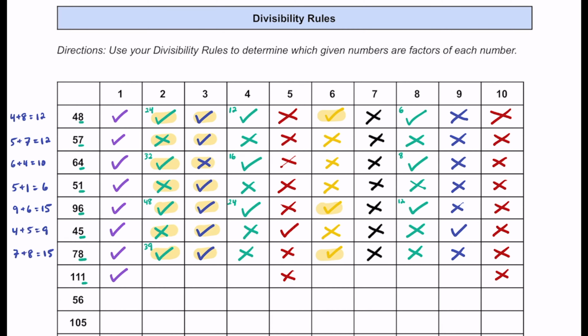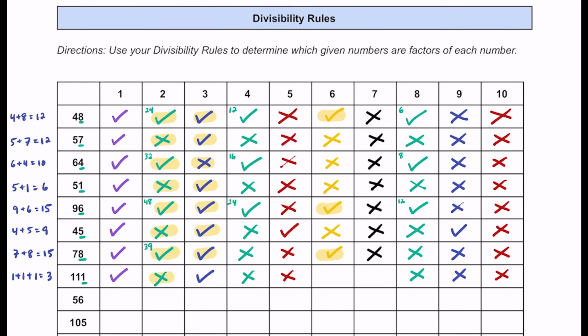The last digit's a 1, which is odd. So if it's odd, 2 fails, 4 fails, and 8 fails. We can go ahead and add up the digits to try 3 and 9 now. So 1 plus 1 plus 1 is equal to 3. 3 is a multiple of 3, so we can check that one off, but 3 is not a multiple of 9, so let's get rid of that one.